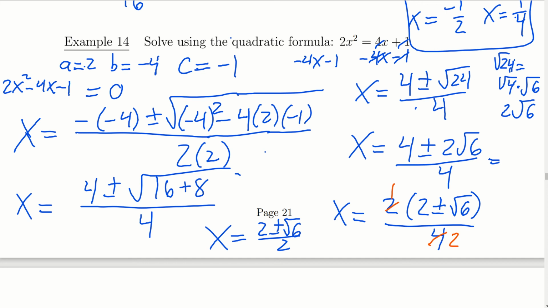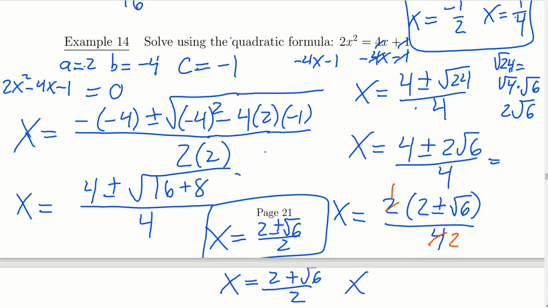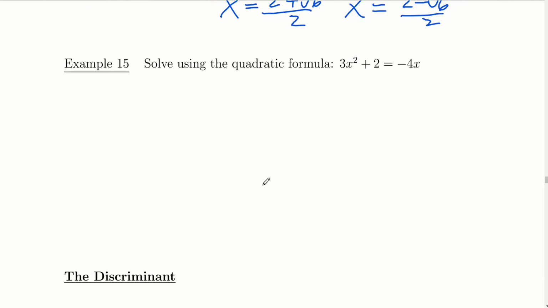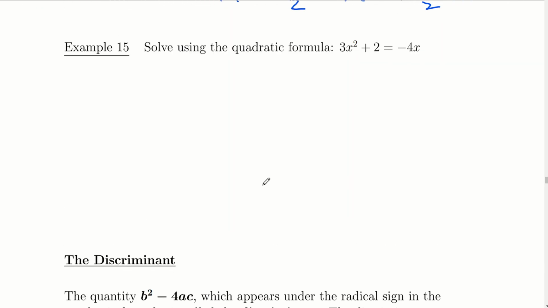Which again, if you want to, you can write as two separate terms. So one root is x equals 2 plus the square root of 6 over 2. The other solution is x equals 2 minus the square root of 6 over 2. Let's take a look at the next one.